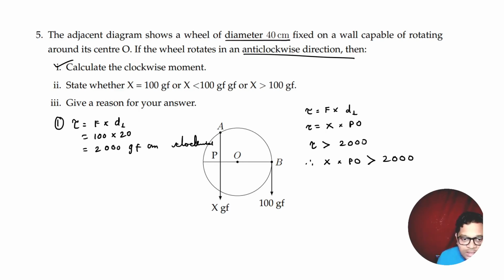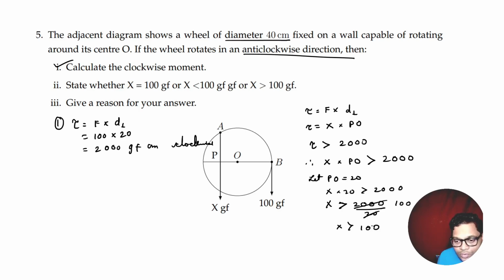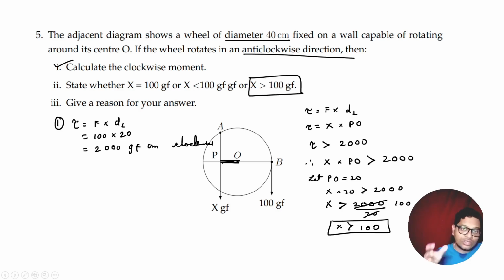But even if you consider this to be 20, so let PO be equal to 20, then x into 20 has to be greater than 2000. So x has to be greater than 2000 divided by 20, that is 100. So x has to be greater than 100. If we are considering PO to be 20, still x has to be greater than 100. Then obviously when PO is less than 20, x has to be even greater. So the answer to this question is x has to be greater than 100 gram force. Then only this wheel is going to turn in the anti-clockwise direction. I hope you have understood the question. Let's move to the next one.